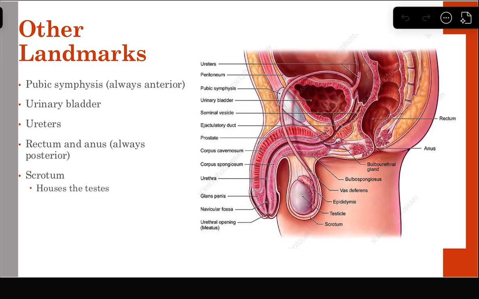With males, it's a lot easier to distinguish what is anterior and posterior. Obviously, you're going to have the penis and the glands toward the anterior portion, with the anus and rectum more posteriorly located, right, with that gluteus maximus in the back.